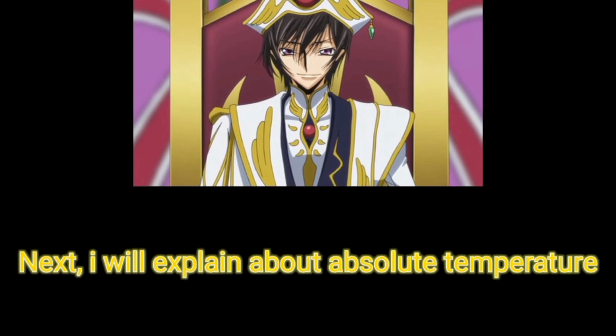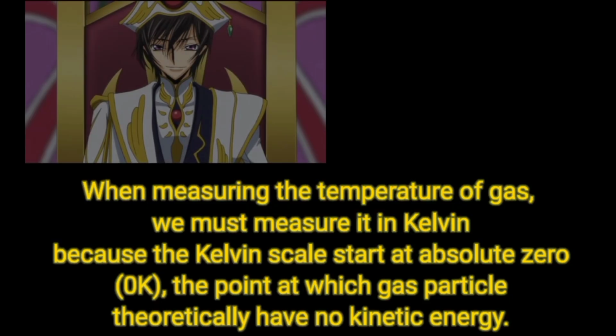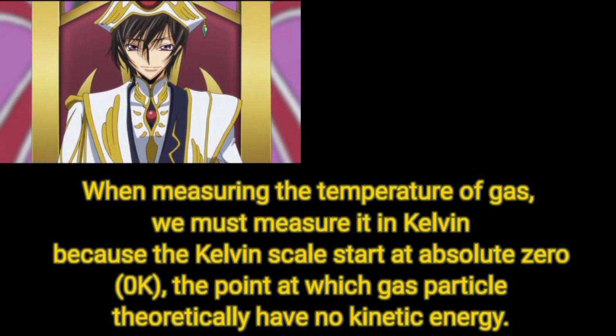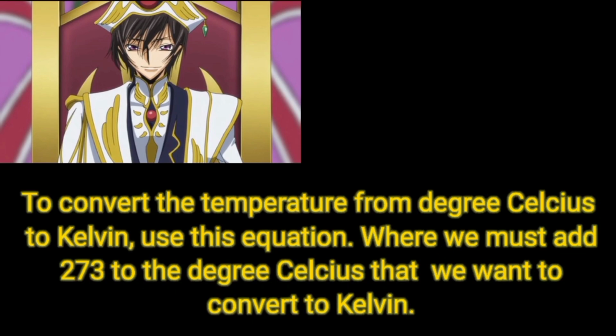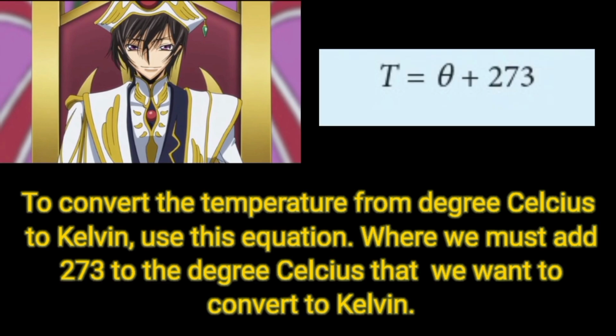Next, I will explain about absolute temperature. When measuring the temperature of gas, we must measure it in Kelvin, because the Kelvin scale starts at absolute zero, the point at which gas particles theoretically have no kinetic energy. To convert the temperature from degrees Celsius to Kelvin, use this equation, where we must add 273 to the degrees Celsius that we want to convert to Kelvin.